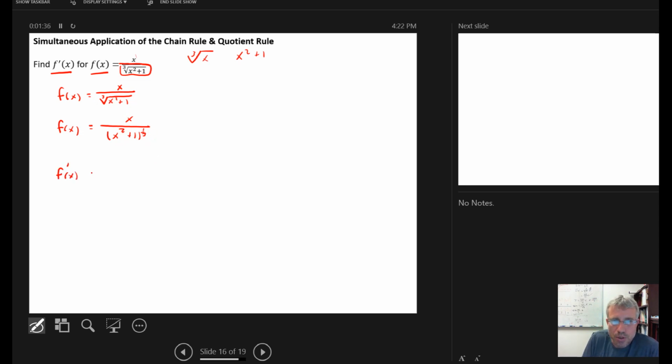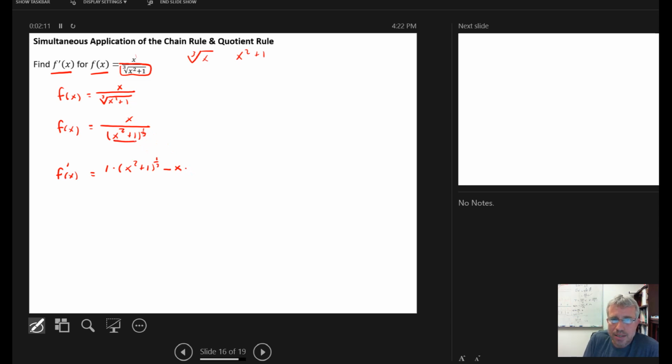And because it's a quotient, I'm recognizing I need to use the quotient rule. And the quotient rule says take the derivative of the numerator and multiply that times the denominator. So the derivative of x is 1. And we do 1 times the denominator, x squared plus 1 to the 1/3 power. And then the quotient rule says subtract from that. It says now take the numerator, and multiply it by the derivative of the denominator. So the numerator is x, and we need to multiply by the derivative of the denominator.